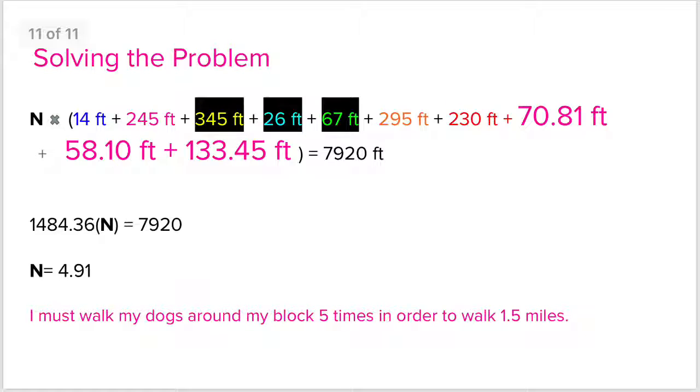To solve the problem, I inserted the arc length measurements that I found into my equation. And I found that n equals 4.91. So I now know that I must walk my dogs around my block 5 times in order to reach 1.5 miles.